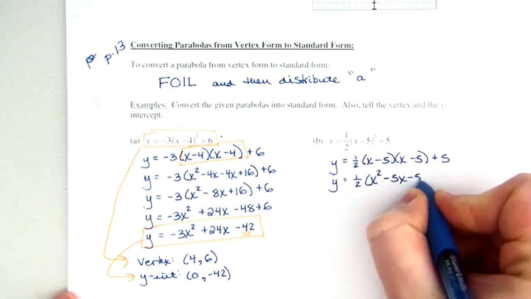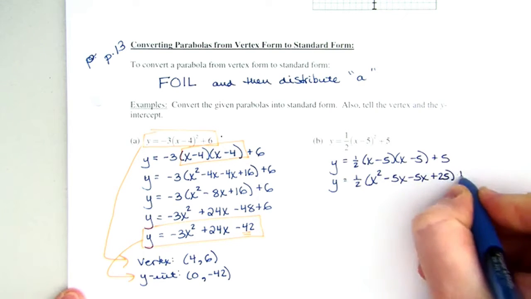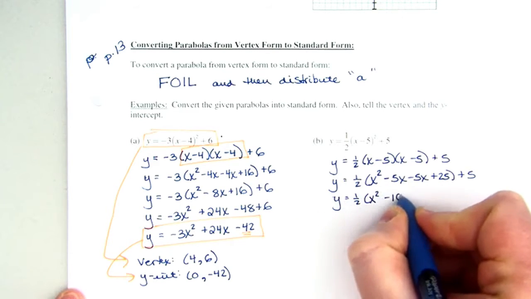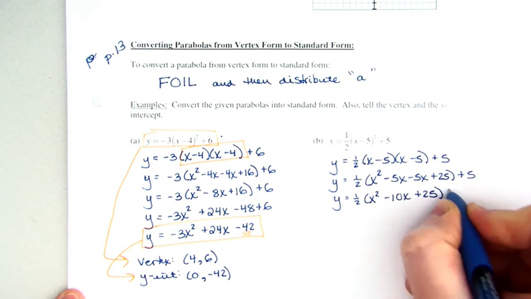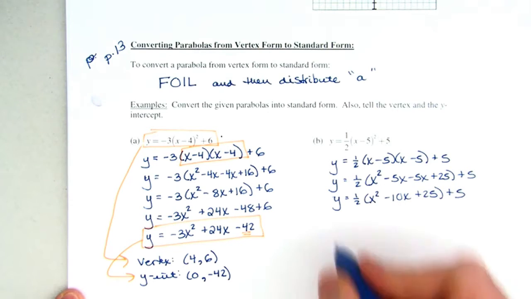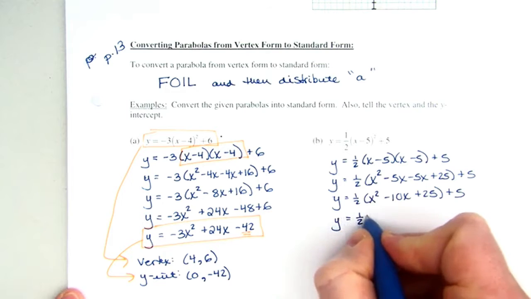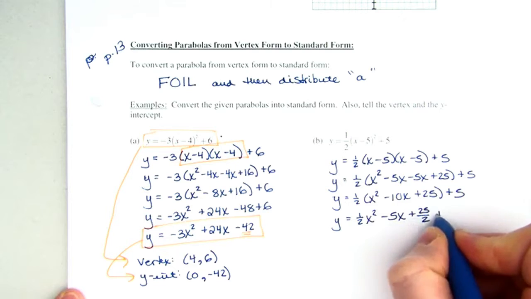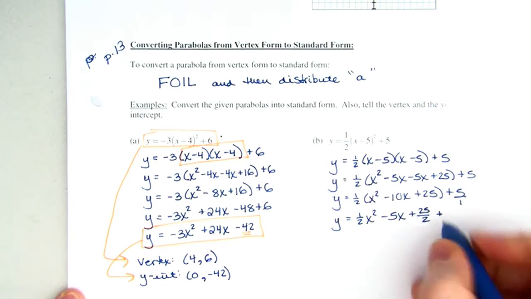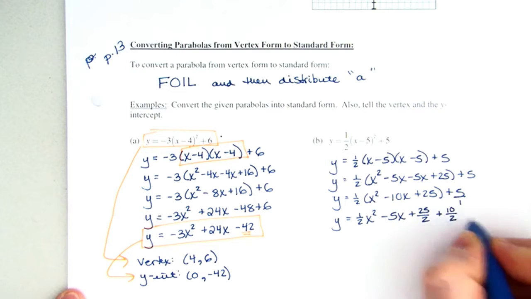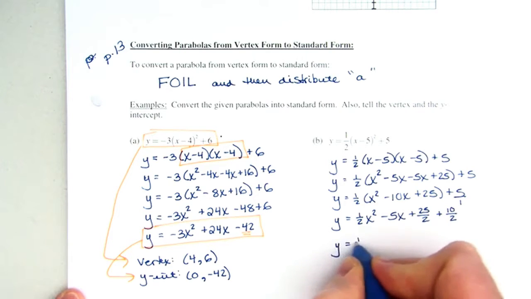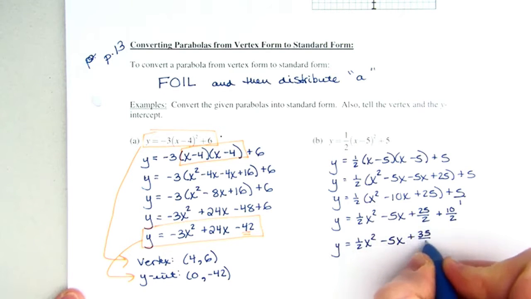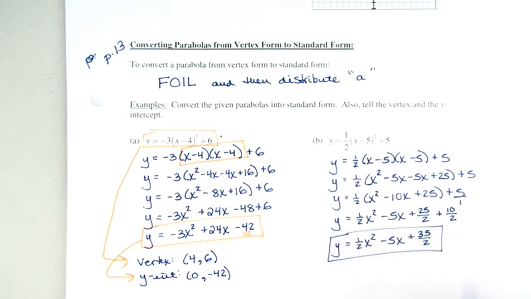x squared minus 5x minus 5x plus 25 plus another 5. y equals 1/2 times (x squared minus 10x plus 25) plus 5. Okay, y equals 1/2 x squared minus 5x plus 25 halves plus, why don't I go right away and change my 5 over 1 into a 10 over 2, common denominator. I can combine like terms, y equals 1/2 x squared minus 5x plus 35 halves. And that is my standard form.